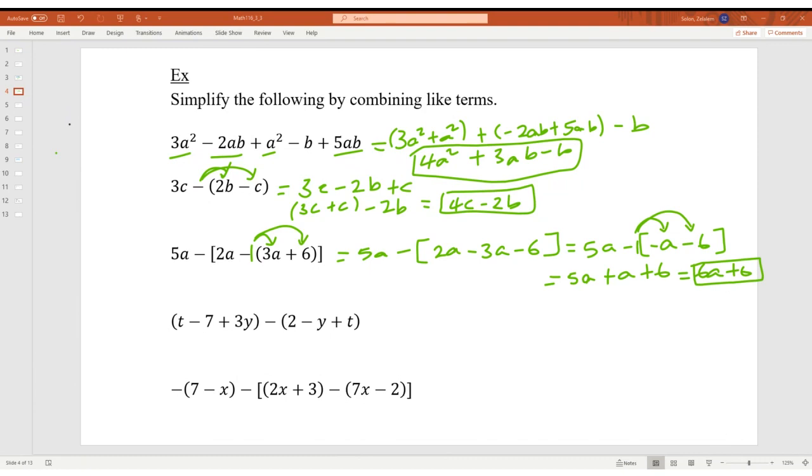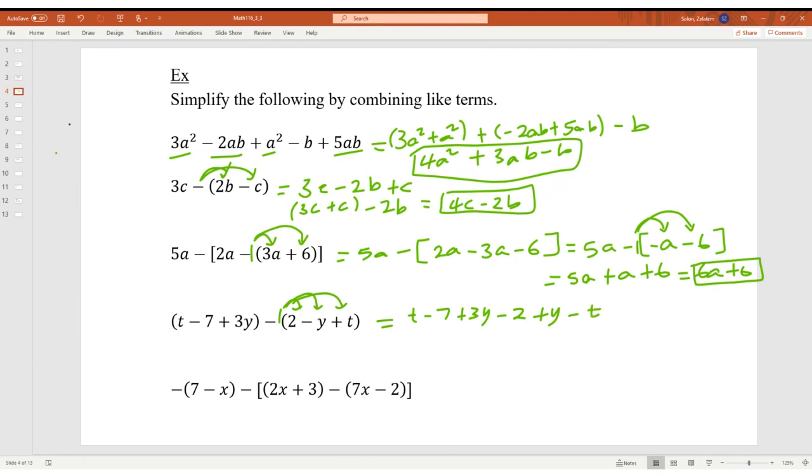So the operation is subtraction. So you can do it either way. So let me show you two different ways to do it. So one, you can get rid of the subtraction by distributing this negative one here. You'll have t minus 7 plus 3y. Then negative 1 times 2 is negative 2. Negative 1 times negative y is plus y. Then negative 1 times t is minus t.